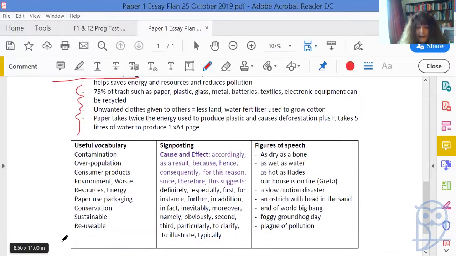And finally, on your plan, you write down words, useful vocabulary that you might use, signposting words that you may or may not use, figures of speech that you may or may not use, because this will all add into your article that you're going to write for this magazine.